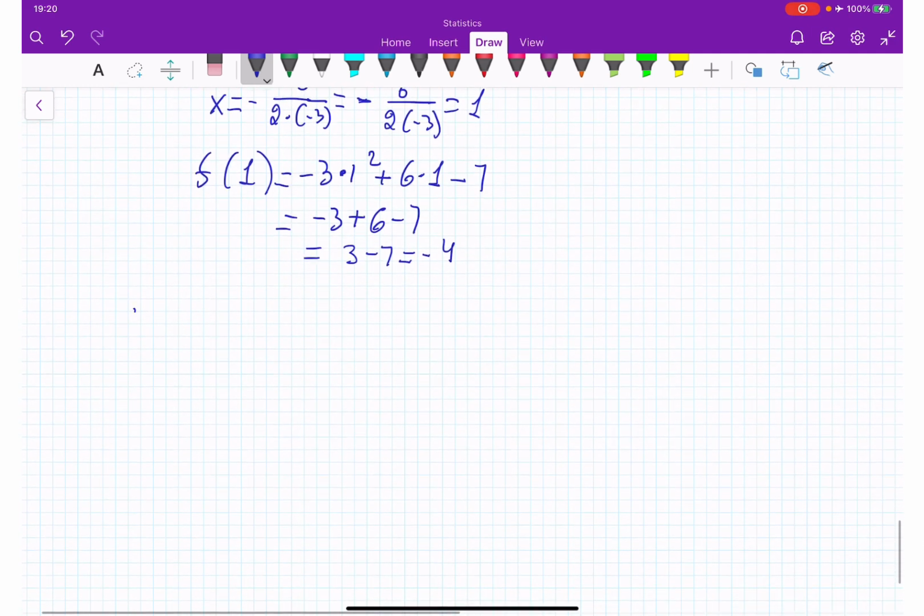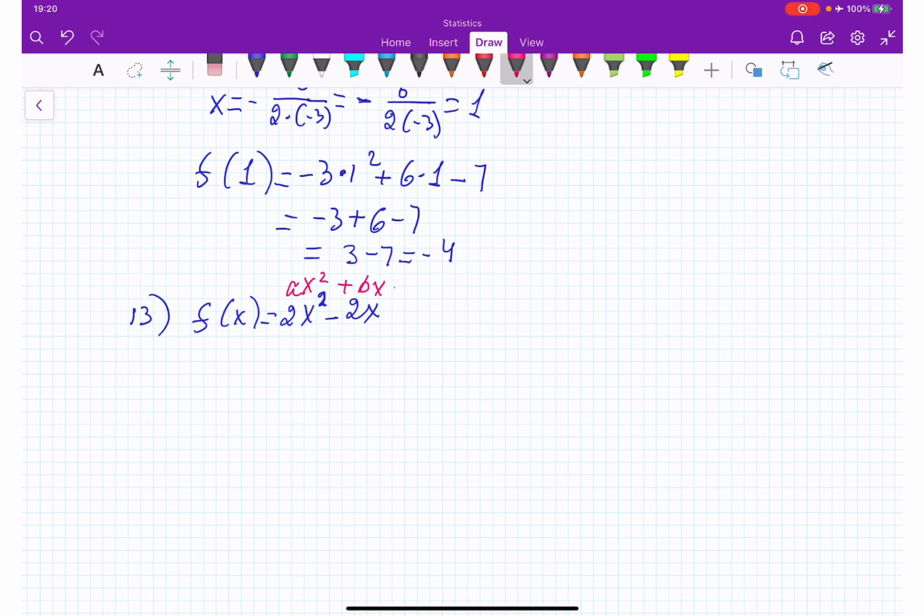Last question, it's interesting. Let's see, we have this time f of x is equal to 2x squared minus 2x. Okay, 2x squared minus 2x. How are we going to solve this one? This is going to be interesting. Okay, so here we have ax squared plus bx and then plus c. c is going to be 0, right? Because there is no c, so it is going to be 0.